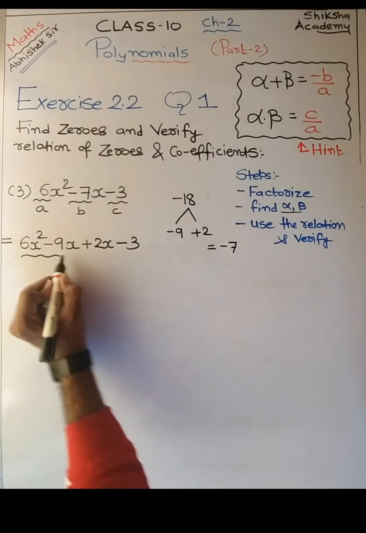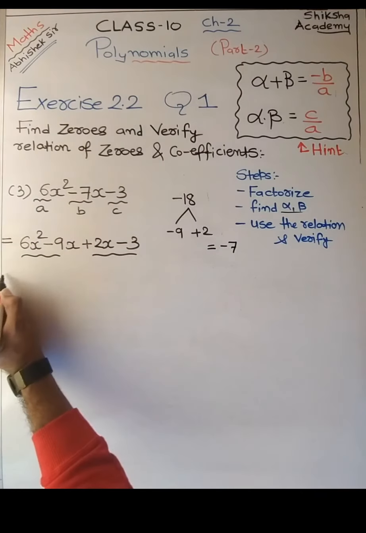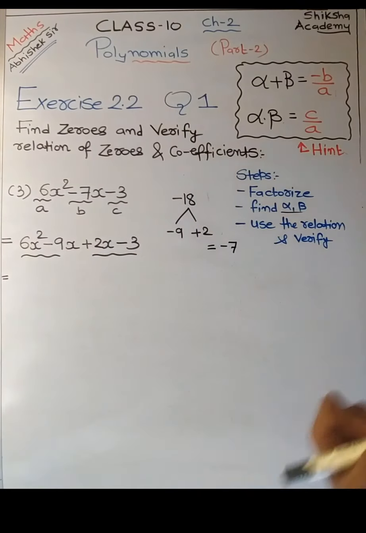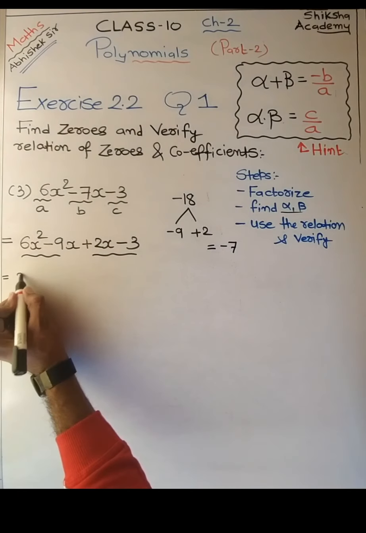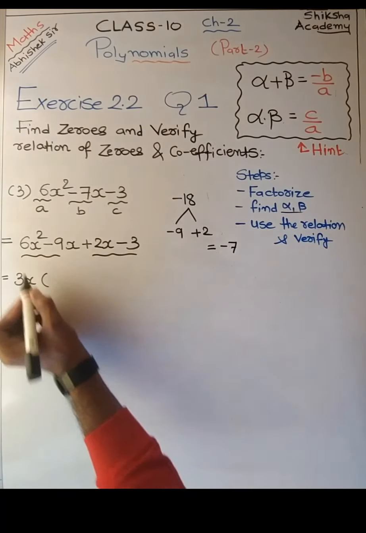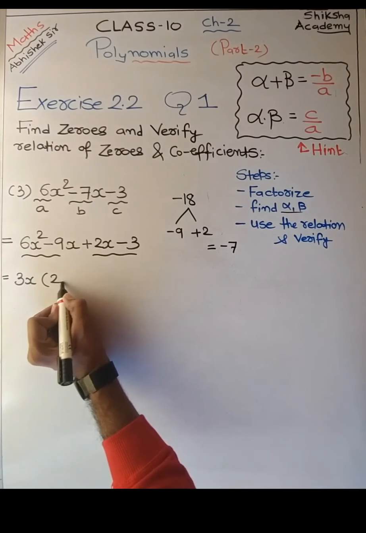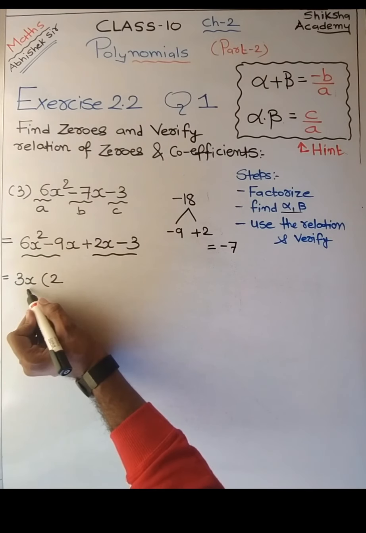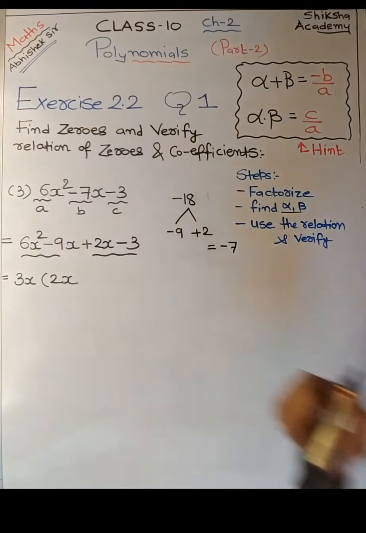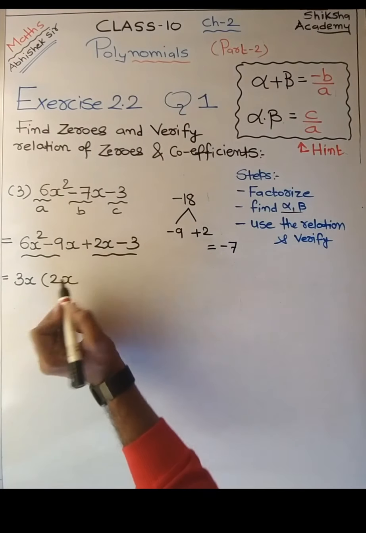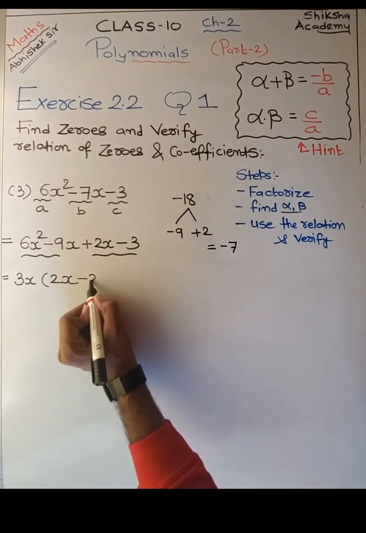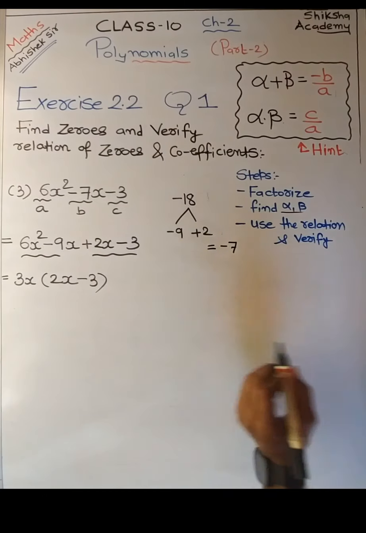So now let us take common from first two and last two. 6 and 9 come in 3 table, right? So we take 3x common. 3 2s are 6 and 2x is there, here 1x is there, so x will be inside. Minus 3 3s are 9, x is already outside.